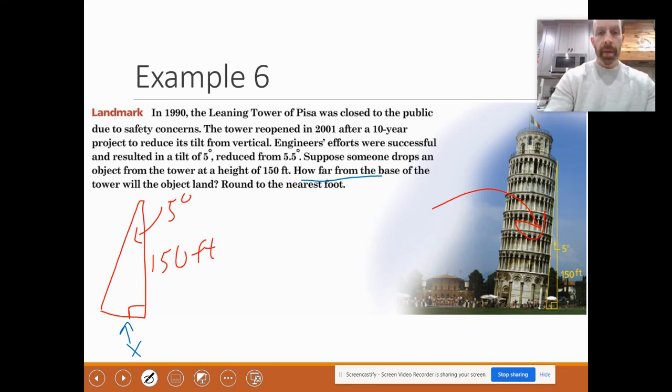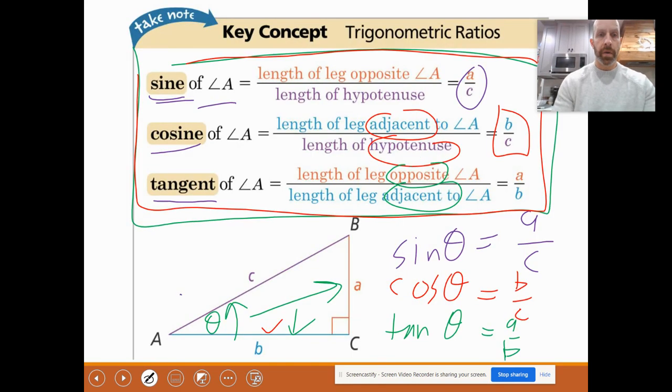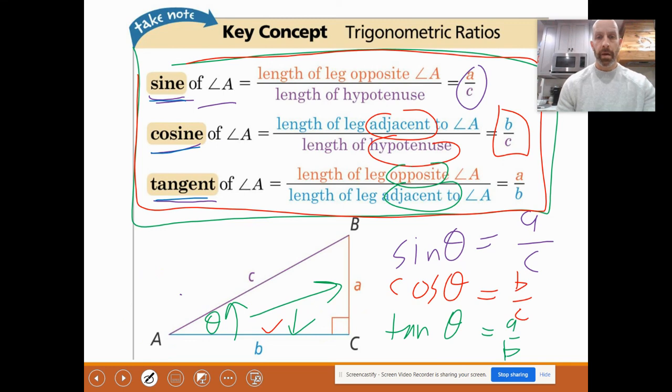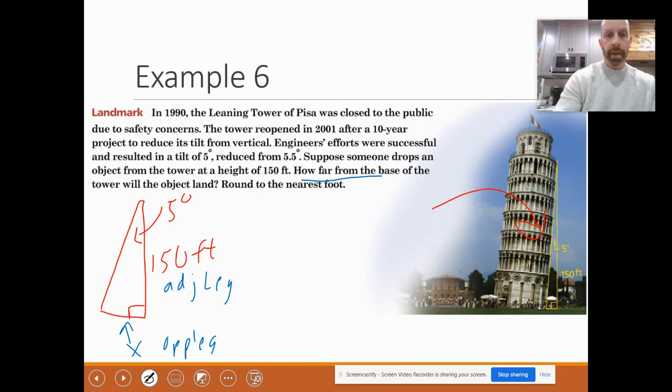In this particular example, we have to figure out, are we going to use the sine ratio, the cosine ratio, or the tangent ratio? Well, in this case, we know this is the adjacent leg, and this down here is the opposite leg. So when we go back here and look, we have to use tangent. It has to be tangent because it's the only one that has the opposite and adjacent. So we're going to say that the tangent of 5 degrees is equal to x over 150.